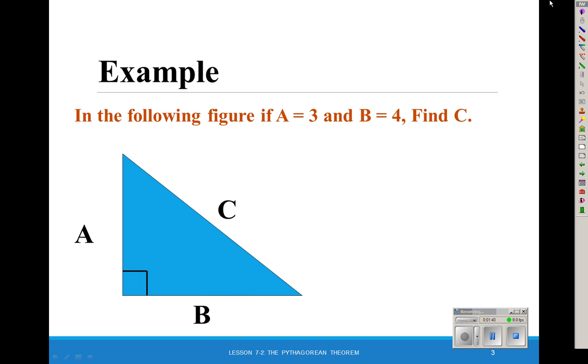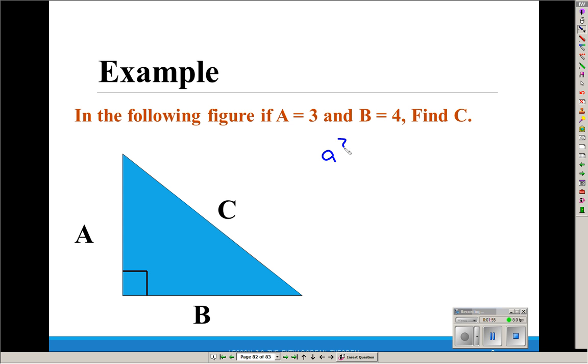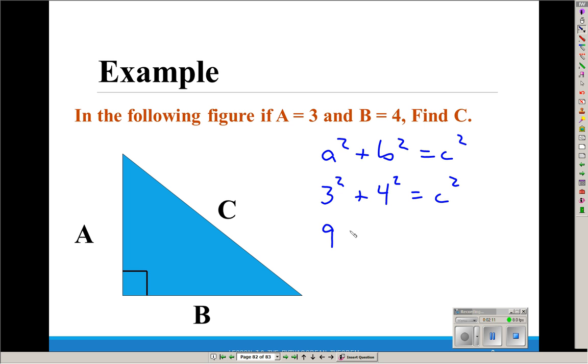So in this example, if A is 3 and B is 4, find C. Well, use the Pythagorean theorem. A squared plus B squared equals C squared. A is 3, B is 4, and we're looking for C. 3 squared is 9, 4 squared is 16, 9 plus 16 is 25.